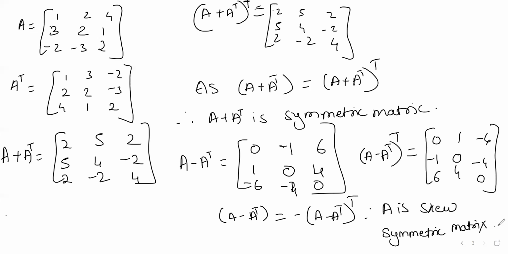Like this you can do the second one. Find out A plus A transpose, find out A minus A transpose, and you can prove that they are skew symmetric.